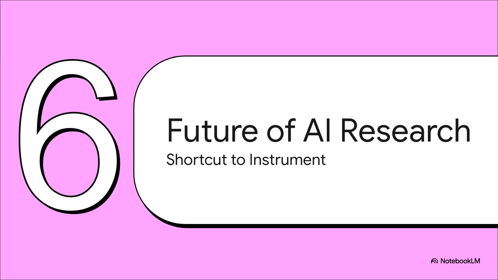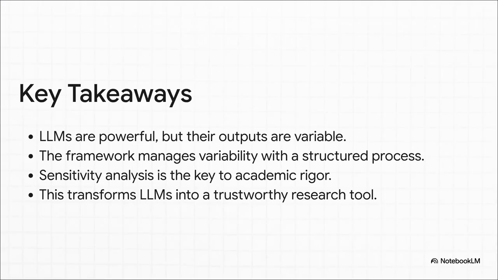So what does a tool like this actually mean for the future of social science, or really any field that works with text? Well, it's a pretty big deal. It signals a major shift in how we should be thinking about using AI in our work. So let's just recap the big takeaways here. 1. LLMs are amazing, but they're variable. 2. This framework doesn't fight that variability, it gives you a structured way to manage it. 3. Sensitivity analysis. That's the absolute key to doing rigorous academic work with AI. And 4. All of this together transforms the LLM from what felt like a risky shortcut into a genuinely trustworthy tool in the research toolkit.